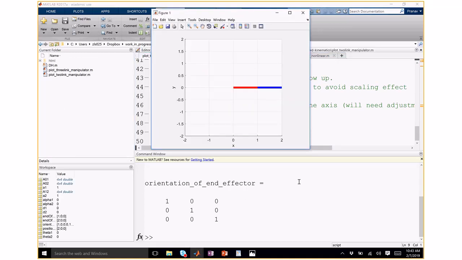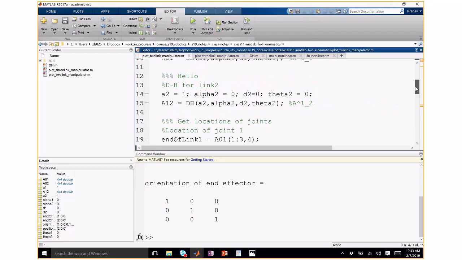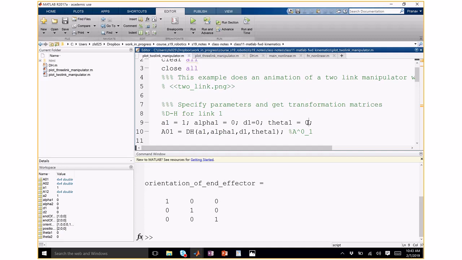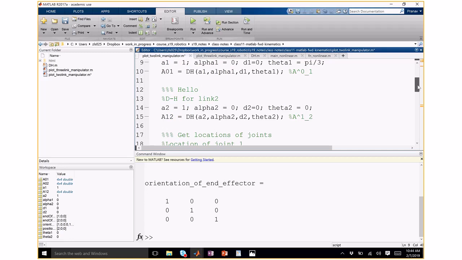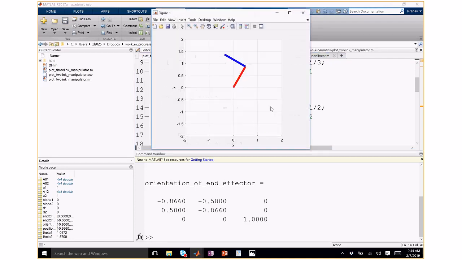Right now it's 0 and 0, so clearly the manipulator is along the x-axis, but I can change the angle. Let's do pi divided by 3, that's 60 degrees, and pi divided by 2, 90 degrees, and run this. You see the manipulator is that. So 60 degrees for the red link with respect to the x-axis. The 90 degrees is with respect to the red link. The blue is at 90 degrees to the red, right? That's the red, that's the blue, 90 degrees. And you can do a bunch of other positions.